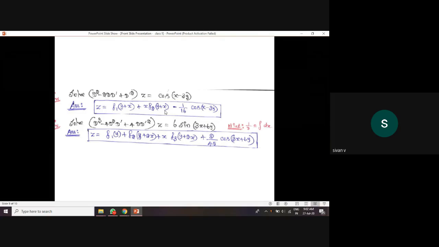And this one, as usual, straight away is coming, the particular integral. Any doubt? Okay, next we'll move to the next topic.